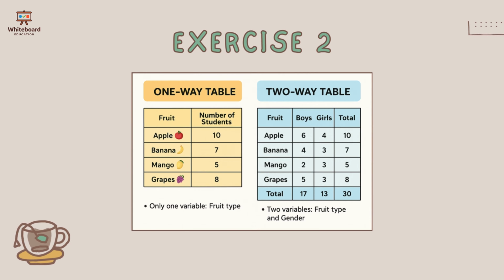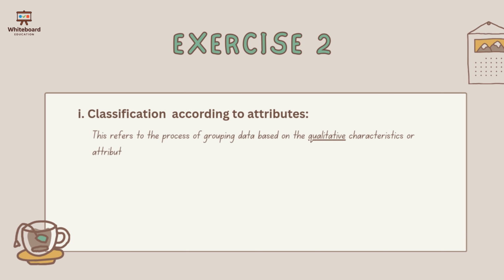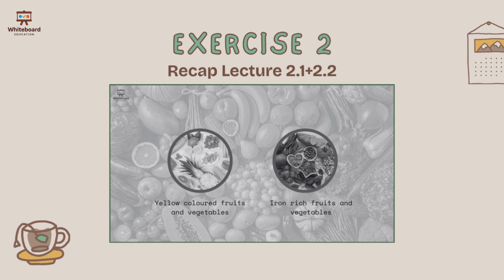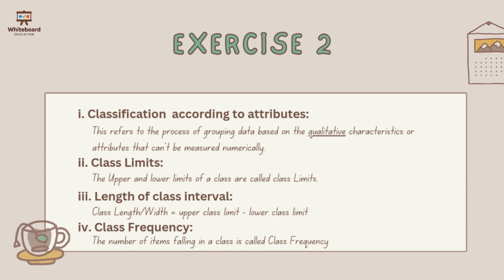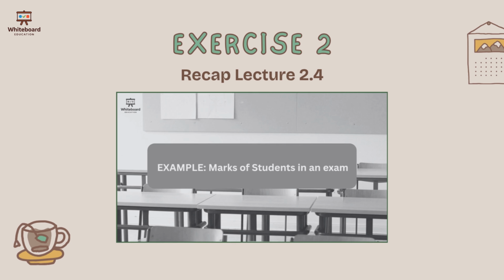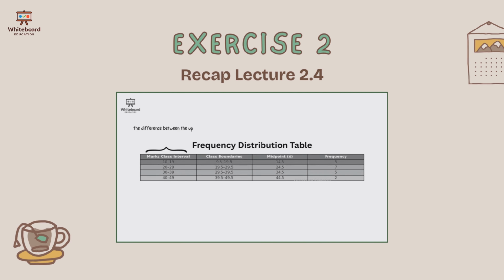Now we need to explain Part 1. Classification according to attributes. This refers to the process of grouping data based on the qualitative characteristics or attributes that can't be measured numerically. Watch Lecture 2.1 plus 2.2 to recap the concept. Next is class limits. The upper and lower limits of a class are called class limits. Part 3. Length of class interval is equal to upper class limit minus lower class limit. And class frequency is the number of items falling in a class. Sounds familiar? If not, go check out Lecture 2.4 to understand the concept in detail.